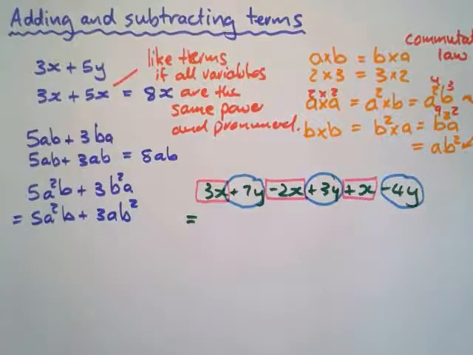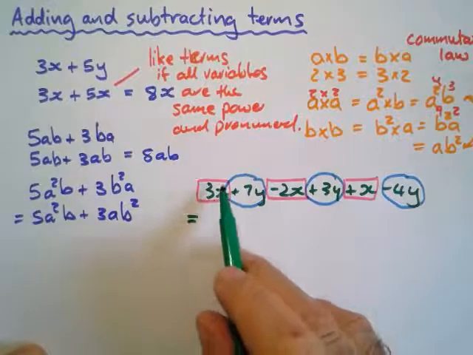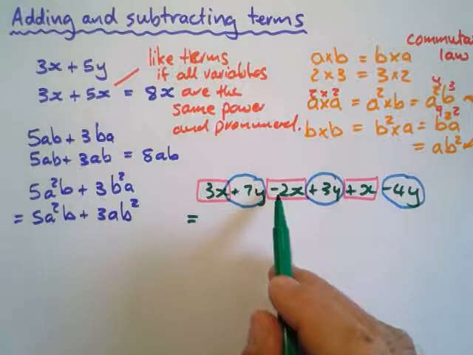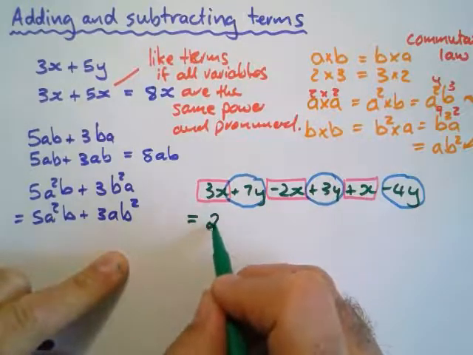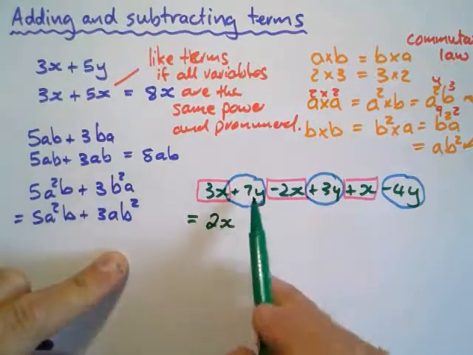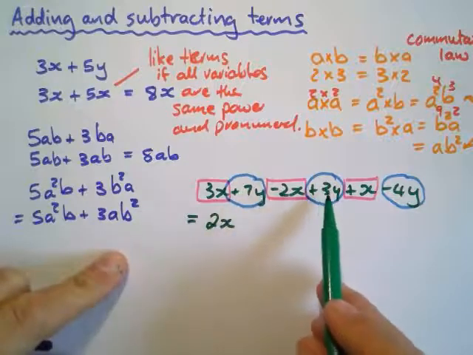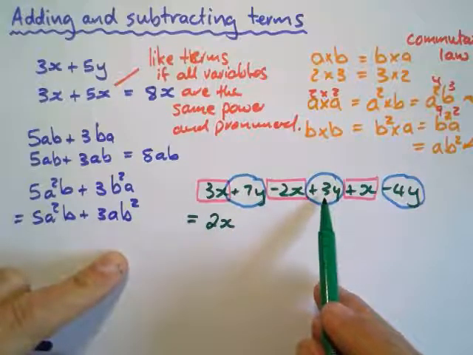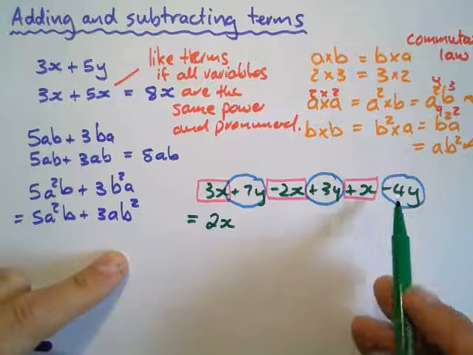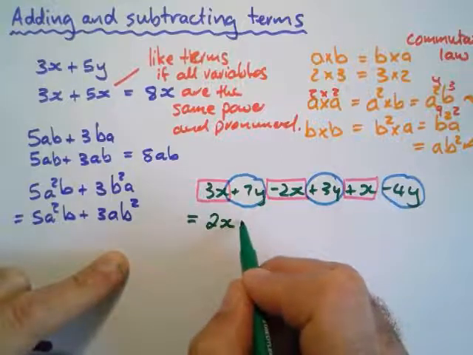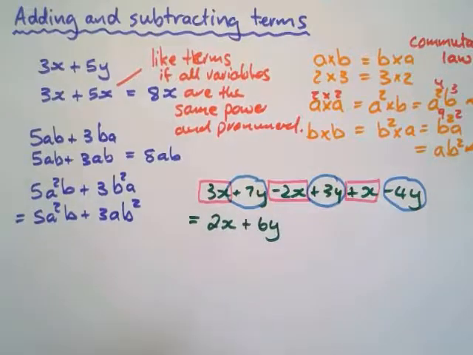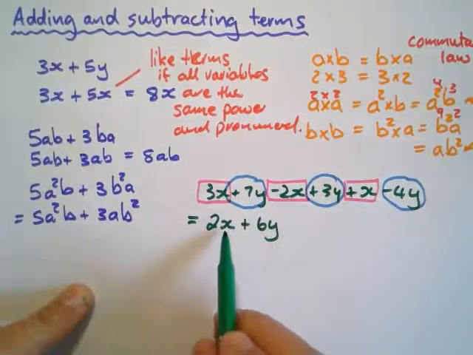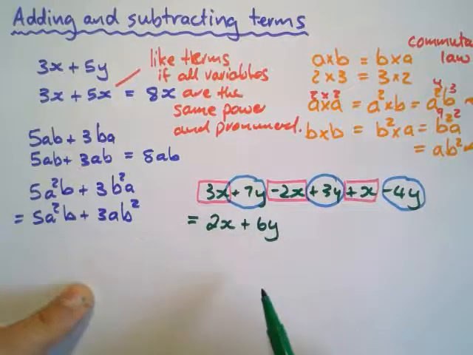So my answer will be 3x take away 2x, I will be left with 1x. Then I add another x, so that gives me a total of 2x. I have 7y plus 3y, that will give me 10y, and then I take away 4y, which gives me 6y. So that will be my final answer. I can't add these together because x and y are not like terms.